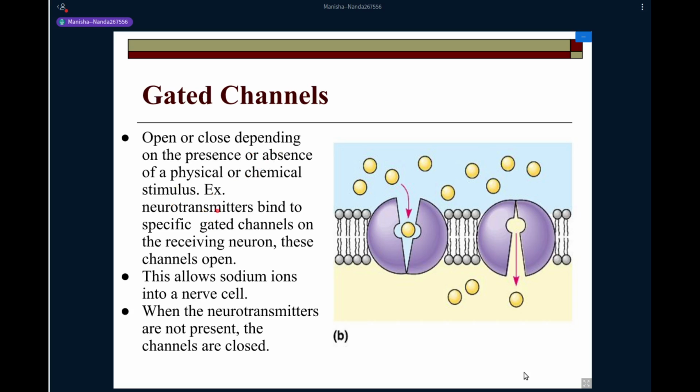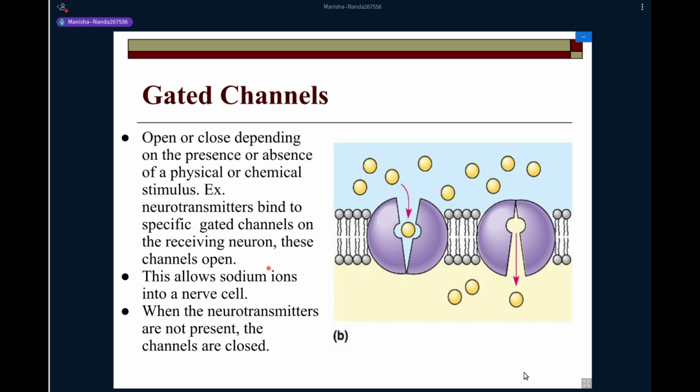For example, neurotransmitters bind to specific gated channels. On receiving the neurotransmitter, these channels open. On receiving some stimulus in the brain, say an action potential is generated and a nerve impulse is conducted. Once they receive that impulse, the neurotransmitter is released. It might go and bind to some channel protein on the target organ also, and then it opens.